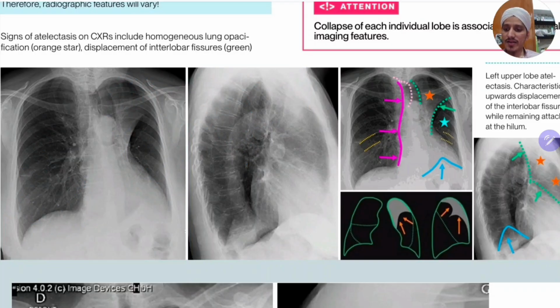In the lateral view, see what you are able to appreciate here. You're not able to appreciate an important thing, the oblique fissure. The oblique fissure is gone here. That is actually retracted towards the upper lobe. So let us see, the same X-ray is explained here.